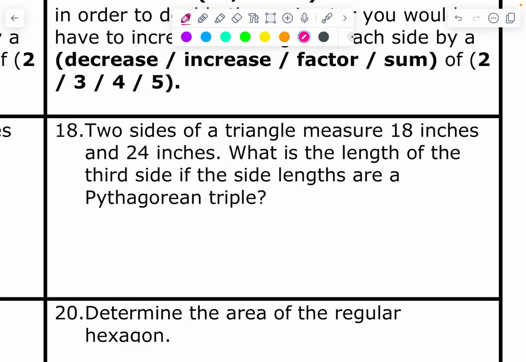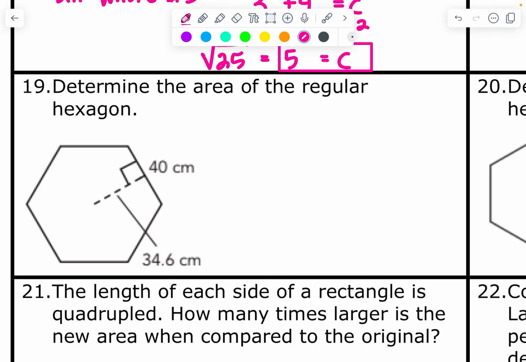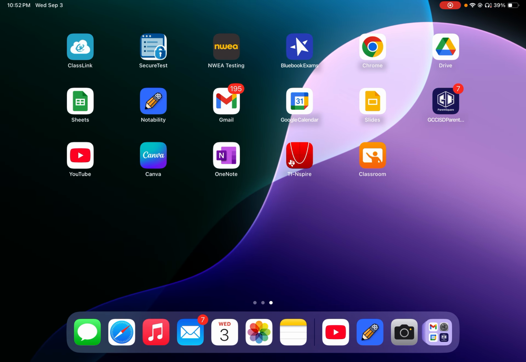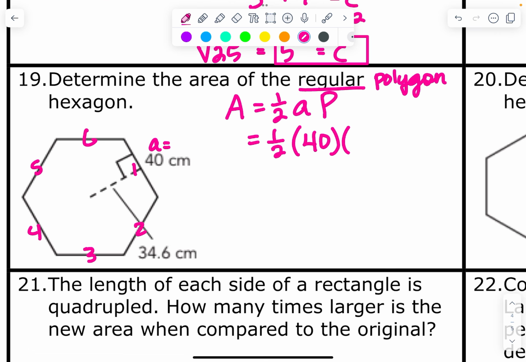Number 18. Determine the area of the regular hexagon. Don't forget, the area of a regular polygon, any kind of polygon, not just a hexagon, is 1/2 times the apothem times the perimeter. So we're going to do 1/2 times the apothem, 40. First, how many sides does it have? 3, 4, 5, 6. So that's going to be 6 times one side.